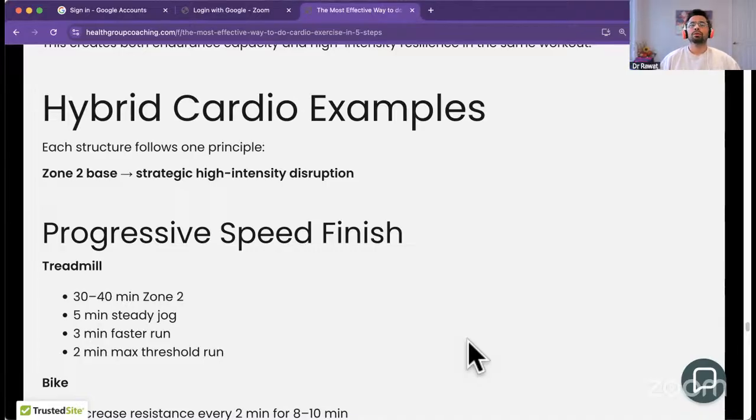Now, the other way you could do this is to add in the intervals more evenly. So, for example, if you're doing a 30-minute cycling or a 30-minute jog, you could increase speed for about 15 to 20 seconds every 5 minutes. Or you can also just add in the high speed for the last few minutes.